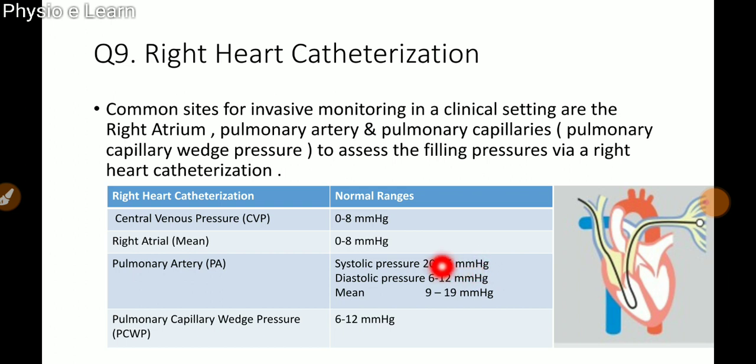So in right heart catheterization, you can measure pressures: the CVP, that is 0 to 8 mm of Hg; the right atrial pressure, again 0 to 8 mm of Hg; the pulmonary artery pressure, systolic 20 to 25 and diastolic 6 to 12 mm of Hg, and the mean pressure 9 to 19 mm of Hg; and the pulmonary capillary wedge pressure, 6 to 12 mm of Hg.